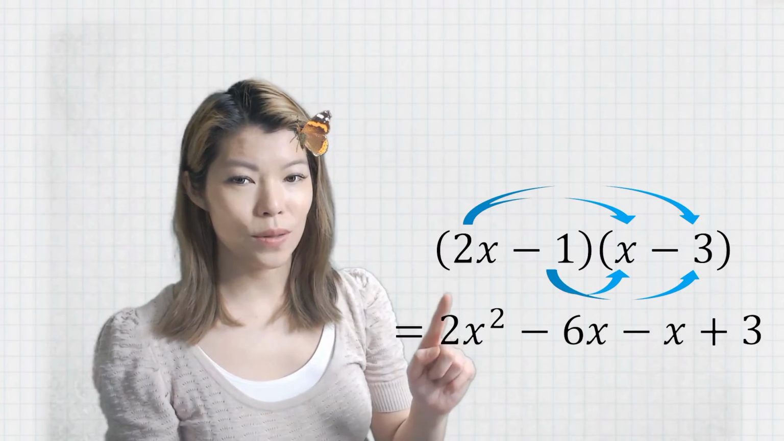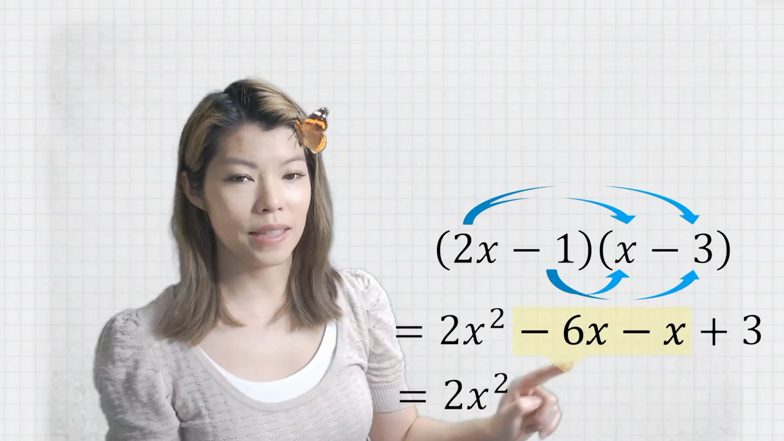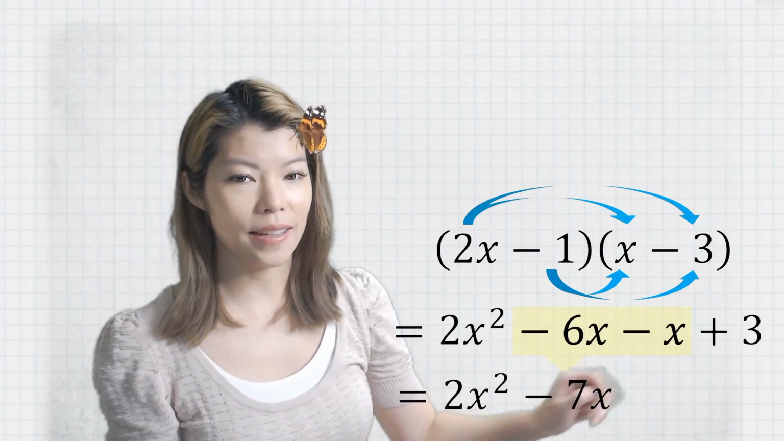And then we write down 2x squared and double check for like terms, which we have here. Minus 6x minus x is minus 7x, and then the 3.